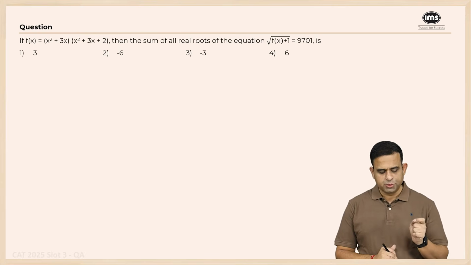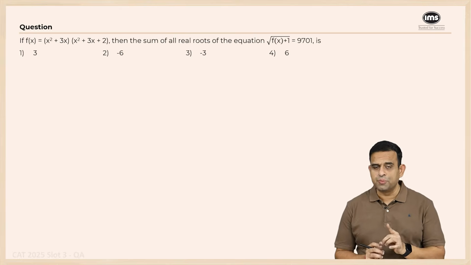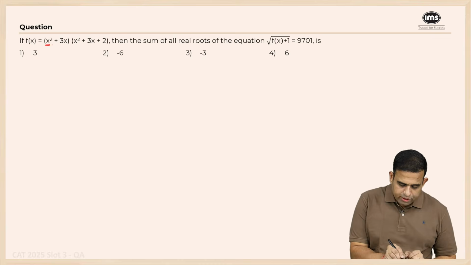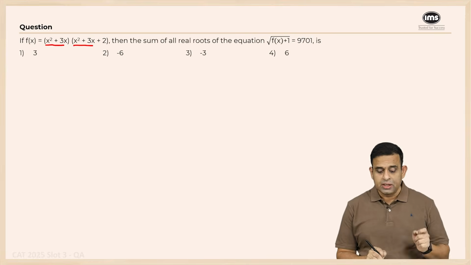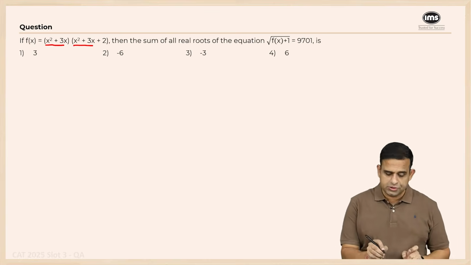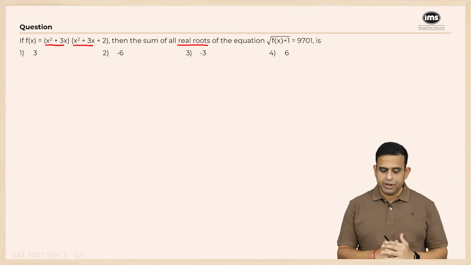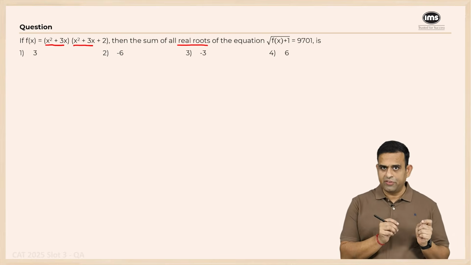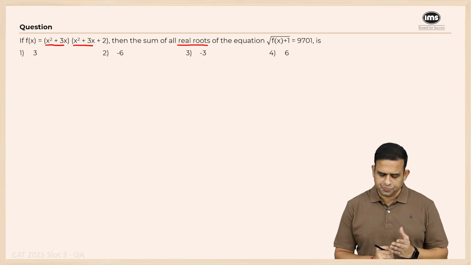If f of x happens to be x square plus 3x times x square plus 3x plus 2. So one key thing, if you observe, the second bracket basically happens to be nothing but 2 more than the first bracket over here. Then sum of all real roots. Again, this part is also very important. The value of x has to be real over here, of the equation root of f of x plus 1 equals 9701.